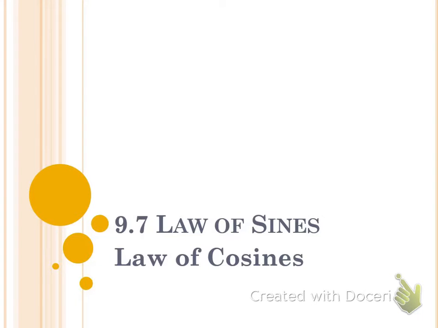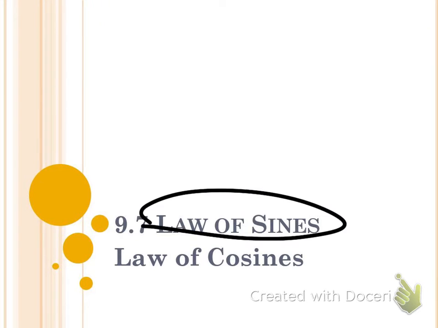So at the top where it says 9.7, law of sines, law of cosines, you can write for non-right triangles. So this will be for obtuse triangles, it'll be for acute triangles, and things like that. Okay? We're going to learn law of sines today, and then we'll learn law of cosine tomorrow. What you're going to find is the law of cosine is usually the first step, and then you'll just do the law of sine again.